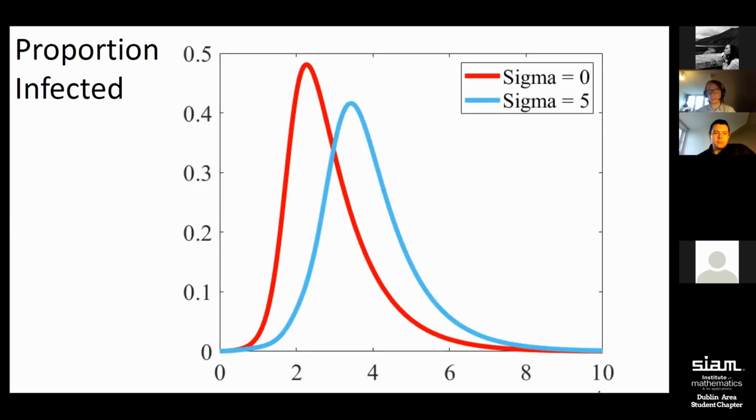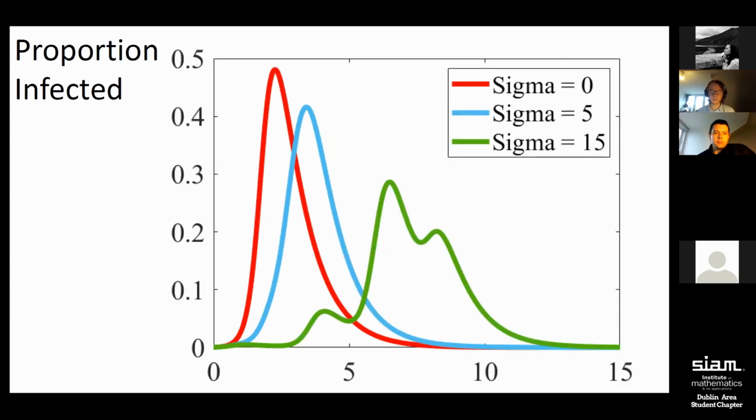I have sigma equals 0, so we've got absolutely no social distancing going on whatsoever. And I've got sigma equal to 5. What you can see in the blue curve, which is the proportion of your population that's infected, is that the peak happens later and it's lower in the case where there's social distancing. Okay, what happens if we go for some really more extreme social distancing? What if I set sigma equal to 15? Now we're starting to see what looks like multiple peaks.